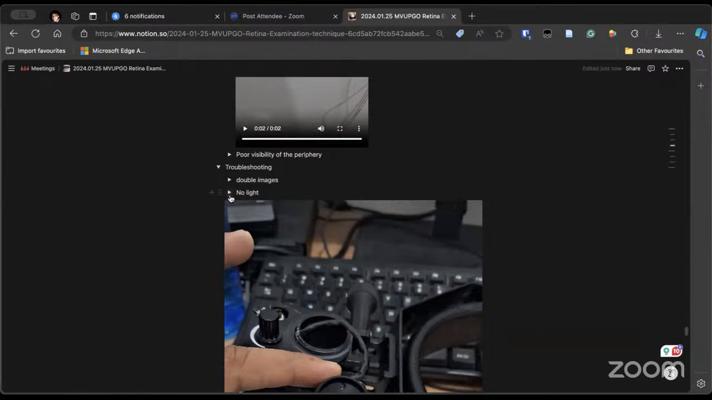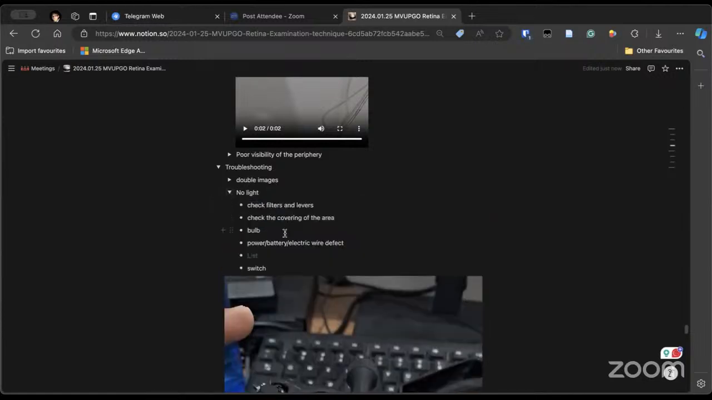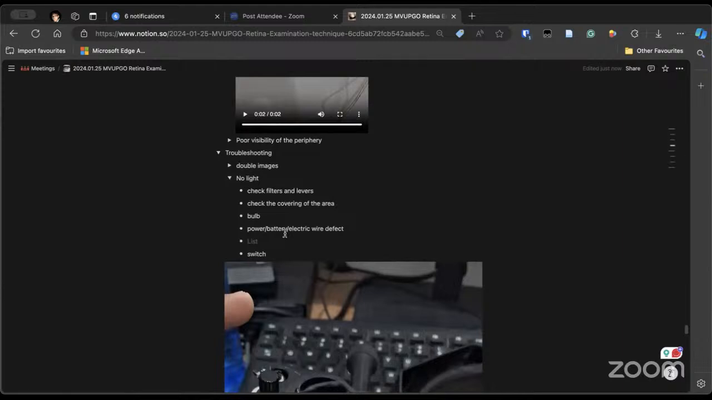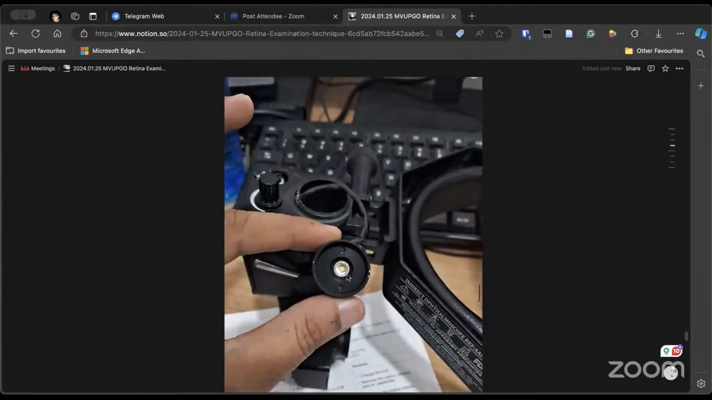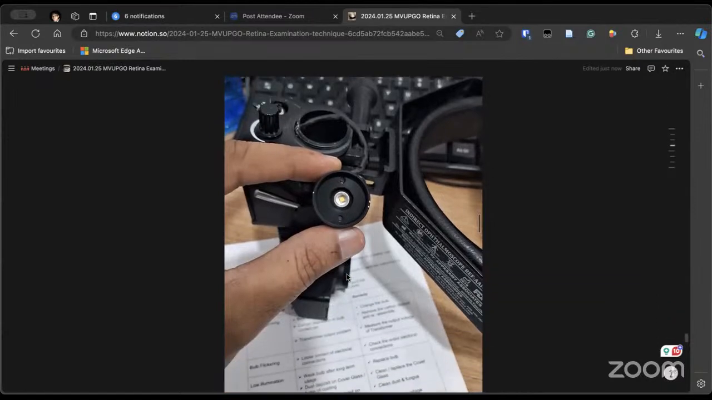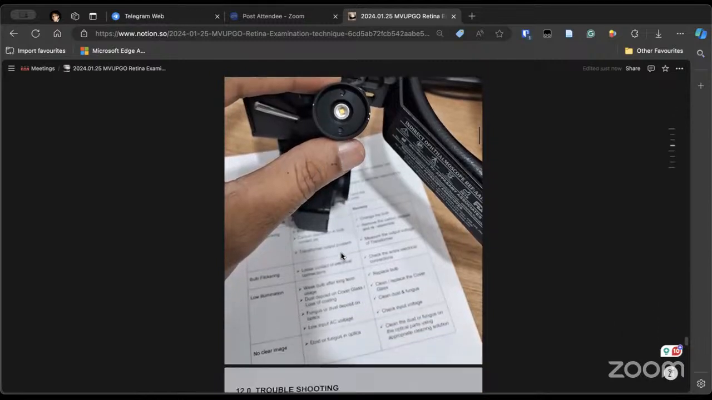When you are examining with the slit lamp and there is no light, like you are not seeing through the eyepiece, then the filters or the magnification levers might be in between. Check filters, and sometimes there might be a cover over the area through which the light comes out. This also happens very commonly. Then go to the bulb or power, electricity, battery, or switch. This is the LED bulb inside, and in the lower part there is a mirror which puts the light on the eye.